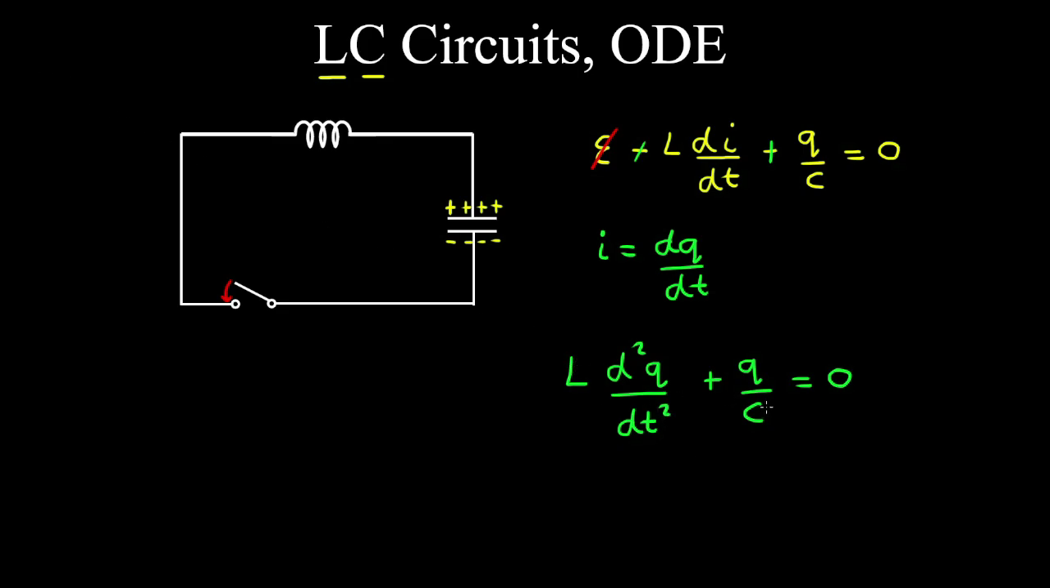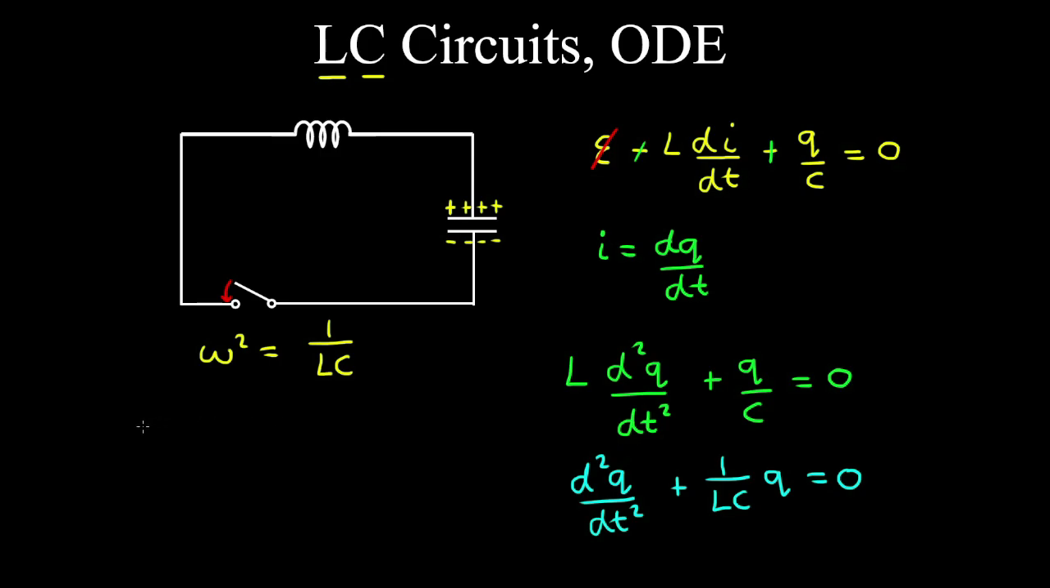And if we divide through by L, we get d²q/dt² plus 1/LC by q is equal to 0. And now we set the square of the frequency as 1/LC. So we end up with the ODE d²q/dt² plus ω² q is equal to 0.